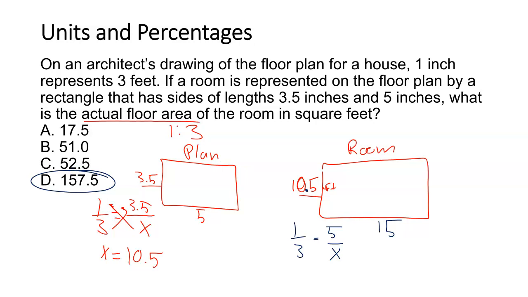17.5 is the area in square inches on the floor plan. But if you try to use that ratio, you're going to get a much smaller number. So always do that conversion first before you find the actual area.